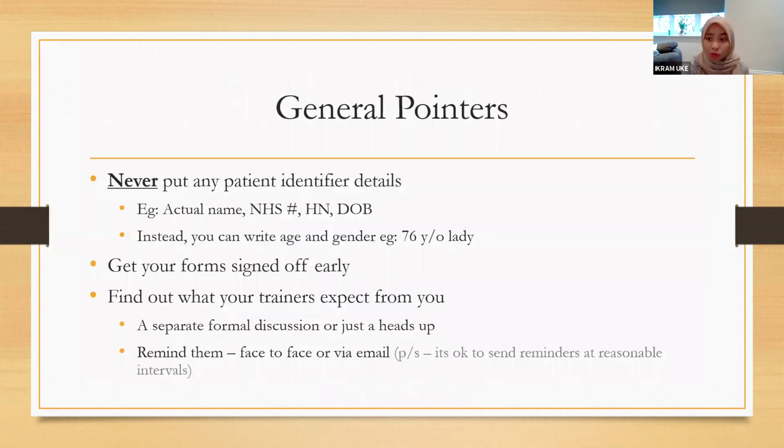And some general pointers is to never put any patient identifier details like their actual name, NHS number, hospital number, date of birth. Whenever you write a case about a patient, you can just state their age or gender, for example, a 76-year-old lady from a care home, rather than giving specific details that could lead the reader to identify who this patient is.